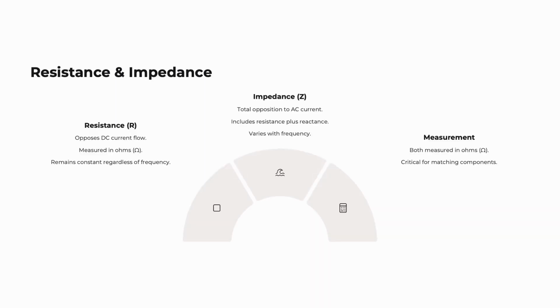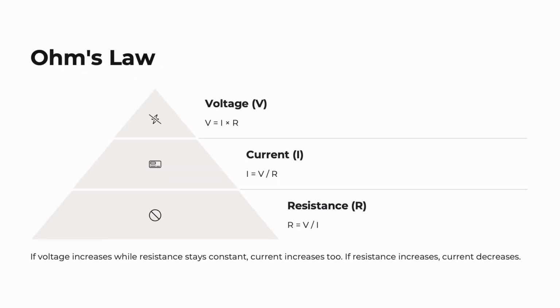Now that we've covered those basics, let's talk about what resists current, resistance, and impedance. Resistance opposes DC current and is measured in ohms. You typically see it symbolized by the Greek letter omega. Impedance is the total opposition to current in AC circuits, and it includes resistance plus a frequency-dependent component called reactance. This is where Ohm's law comes in. One of the most important relationships in all of electronics.